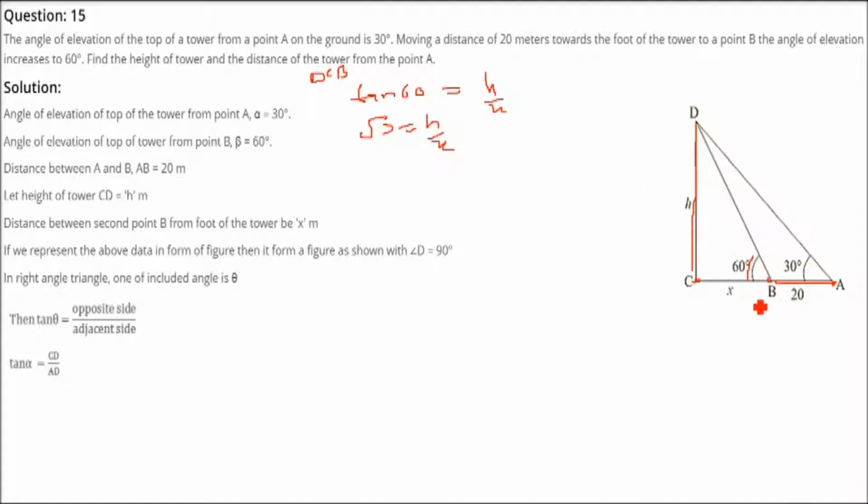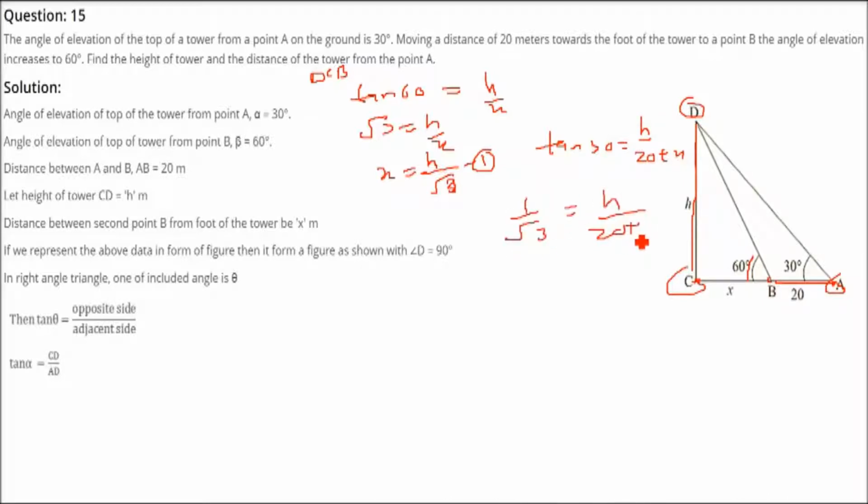And we have to find out the height. So we have to eliminate this x. So I'll write x as h by root 3. Now coming to the second triangle, which is DCA or ACD, whichever way you want to write it. Here we have tan 30, and this is going to be perpendicular, that is h by base, x plus 20, that is 20 plus x. Tan 30 is what? 1 by root 3. It is h by 20 plus x.